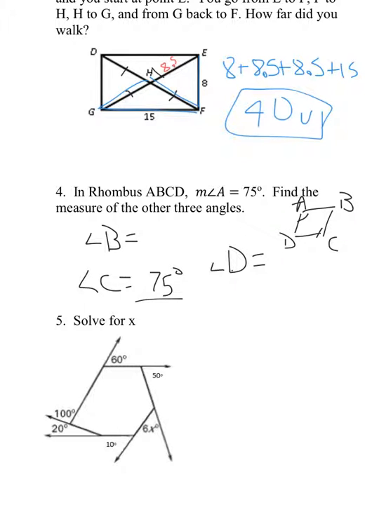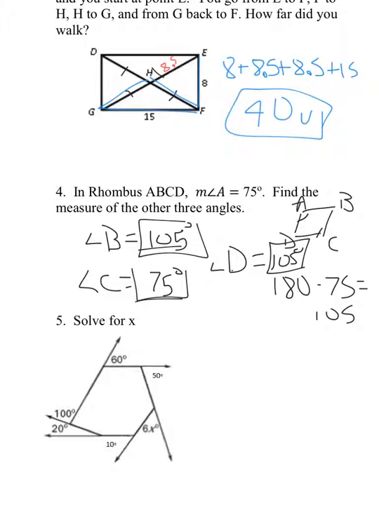I don't know why. Consecutive angles in a parallelogram will be supplementary. So B and D have to add up to 180 with the 75s. So if you do a very simple 180 minus 75, you get 105. And that's true for B, and that's true for D. Those are the other angles.